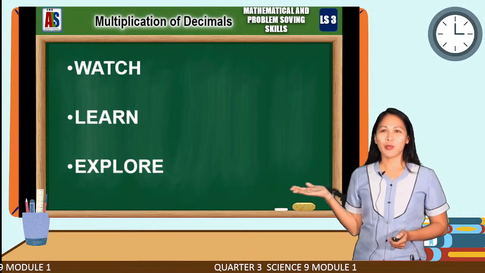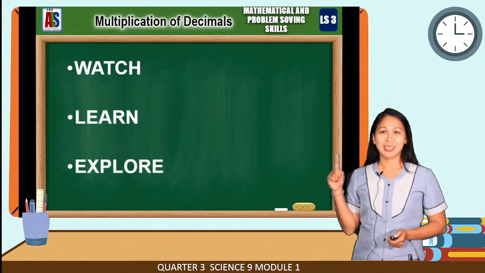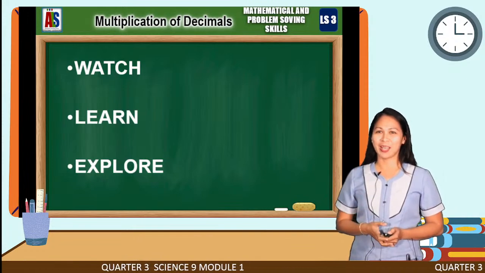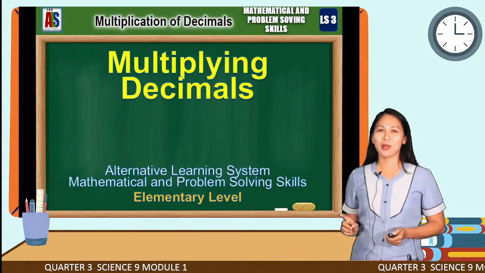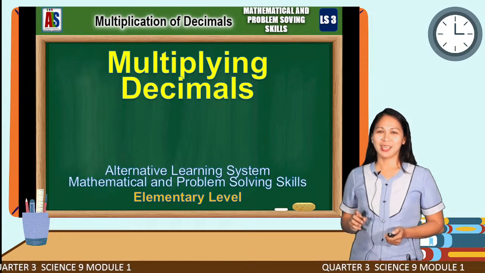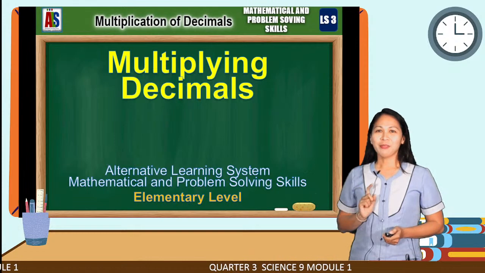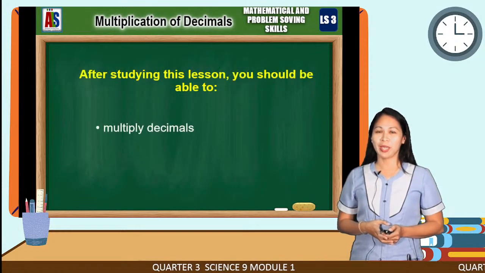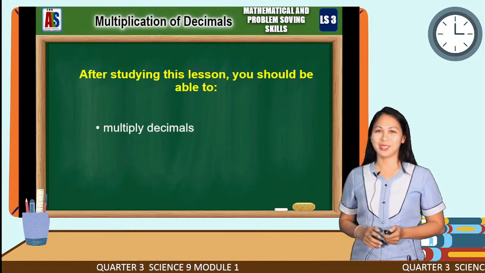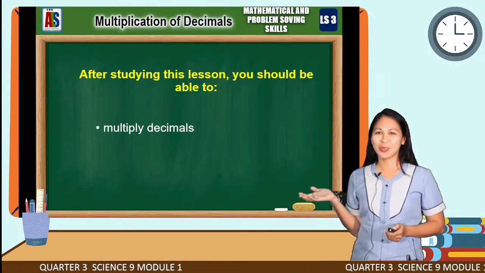You learned how to add and subtract decimals. This time, it's all about multiplying them. Today, you will learn about multiplying decimals. And this lesson is for elementary level. After studying this lesson, you should be able to multiply decimals. Are you excited to learn?